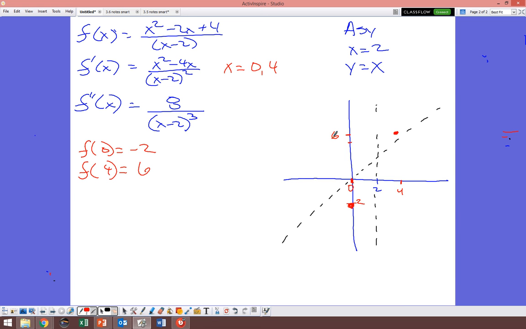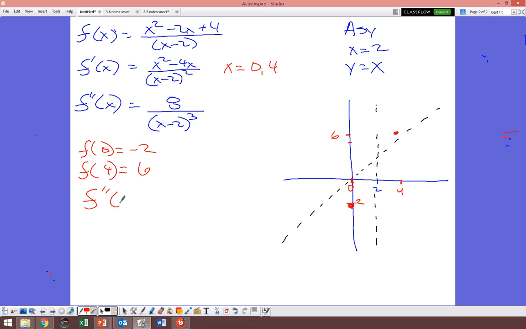Okay, so what am I going to do with those values now? Plug in the 0 into my second derivative. Why am I going to plug in my second derivative? To find the concavity, right? 8 does not equal 0.